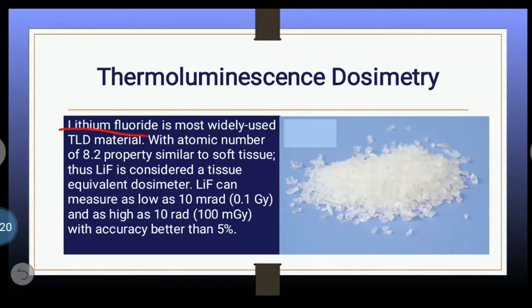It has an atomic number of 8.2 that has a property similar to soft tissue, meaning sensitive siya. So, it can measure low levels of radiation. Thus, lithium fluoride is considered a tissue equivalent dosimeter. Lithium fluoride can measure as low as 10 millirad, or that is equivalent to 0.1 gray, and as high as 10 rad, or that is equivalent to 100 milligray, with accuracy better than 5% compared to film badge.